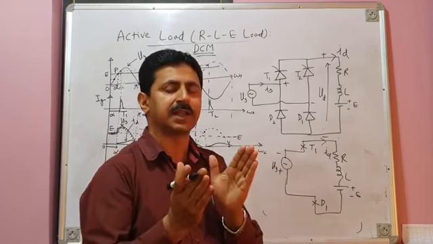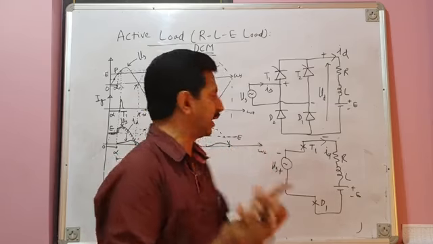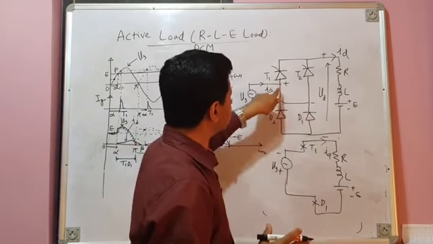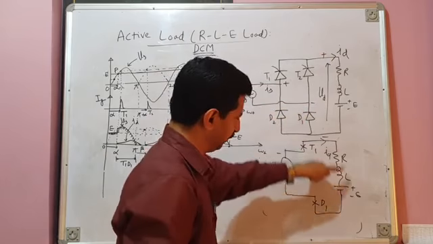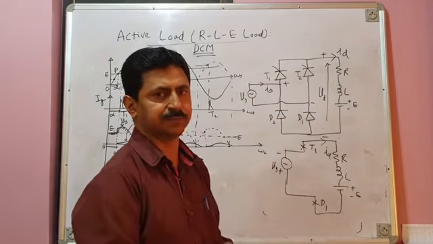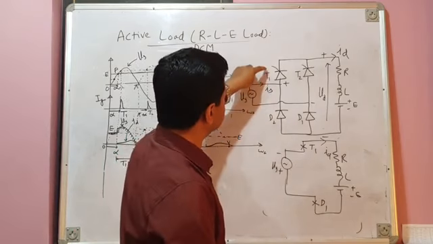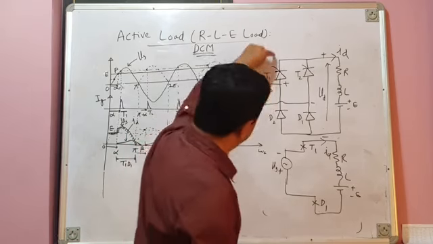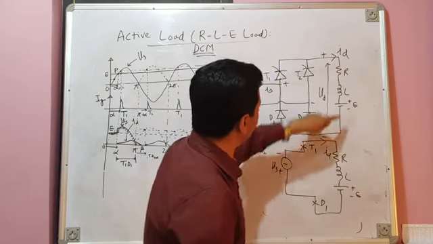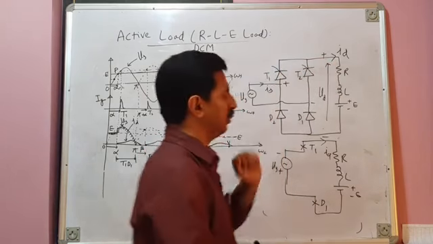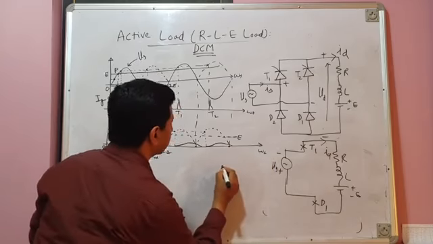So then current is left with two paths. One is, since T1, D1 was conducting, current will take the same path. In that case, this will be the equivalent circuit. Another path is, since T1 is already conducting, D2 will start conducting, and this load current will take this T1, D2 path. So in that case, the equivalent circuit will be like this.